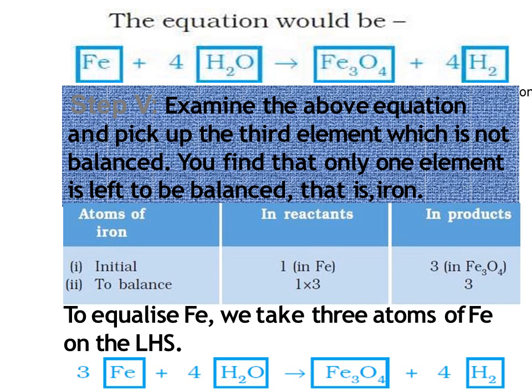So oxygen and hydrogen are balanced. Now it's a turn of Fe. You can see on the right hand side 3 Fe are there, and on the left hand side 1 Fe is there. So you can simply multiply Fe on the left hand side by 3, and the equation will become balanced.